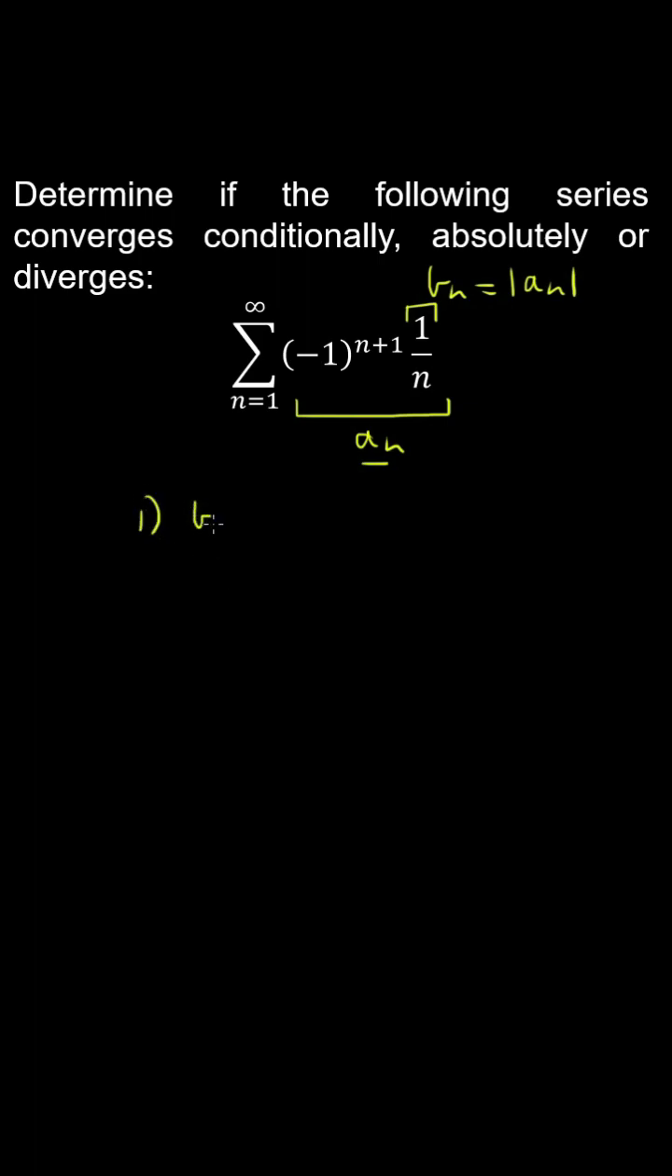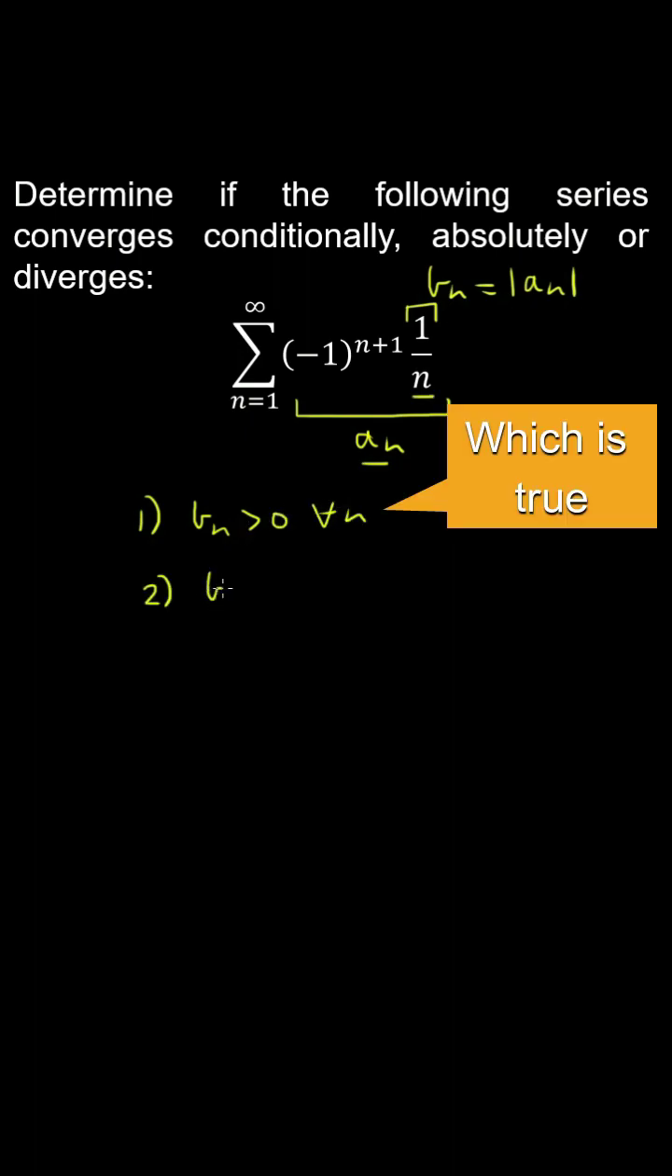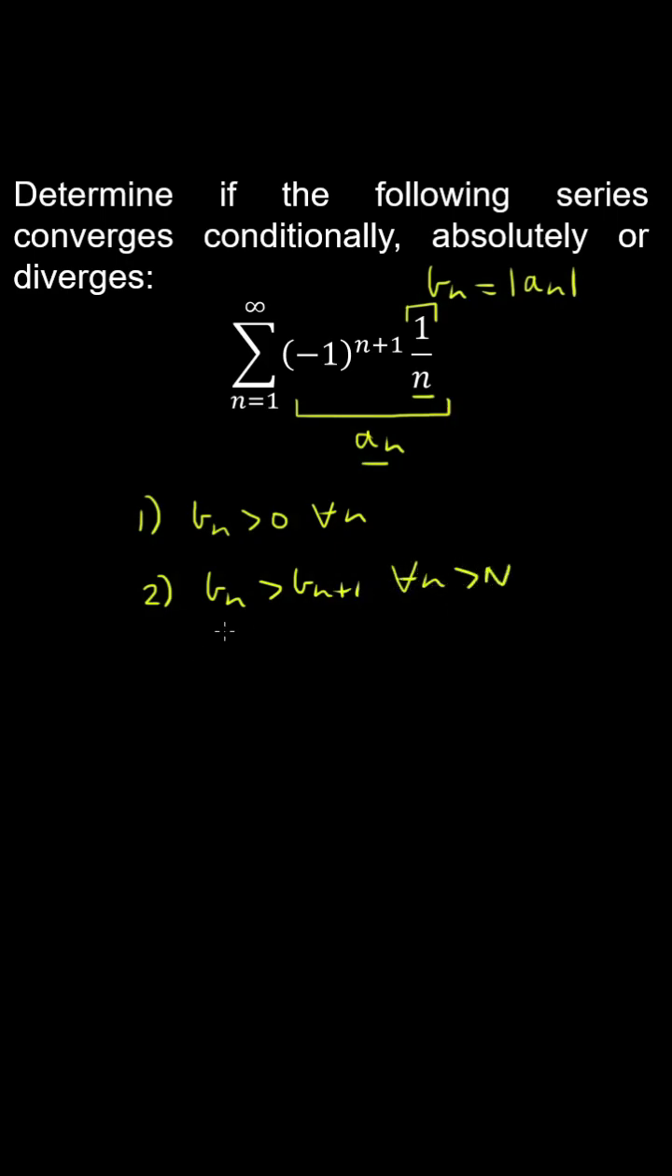So in this test we just check if Bn is greater than 0 for all n, and then we check if Bn is greater than Bn plus 1 for all n above some integer. Well, as we can see, 1 on n is greater than 1 on n plus 1 for all n. And then we check if the limit as n goes to infinity of Bn is equal to 0, which is the case. So in other words, so far the series An converges conditionally.